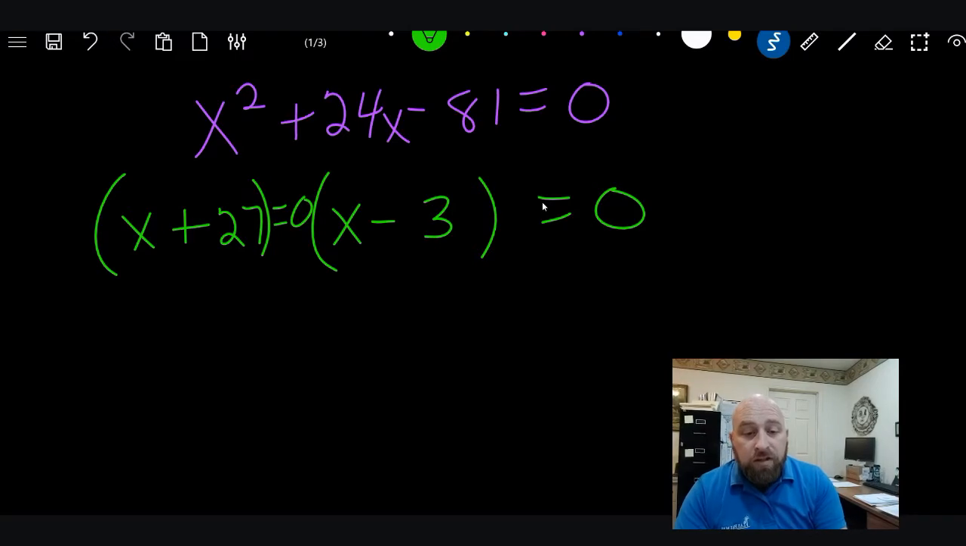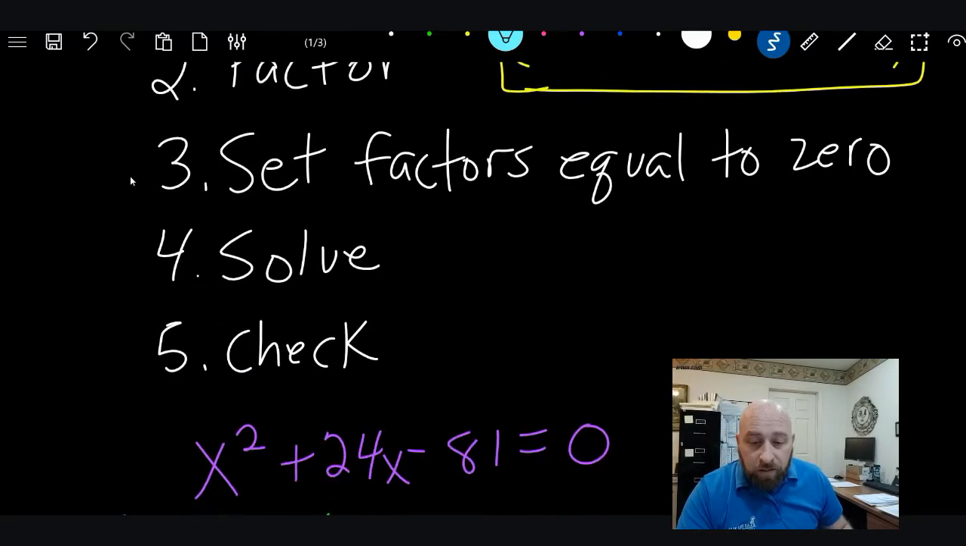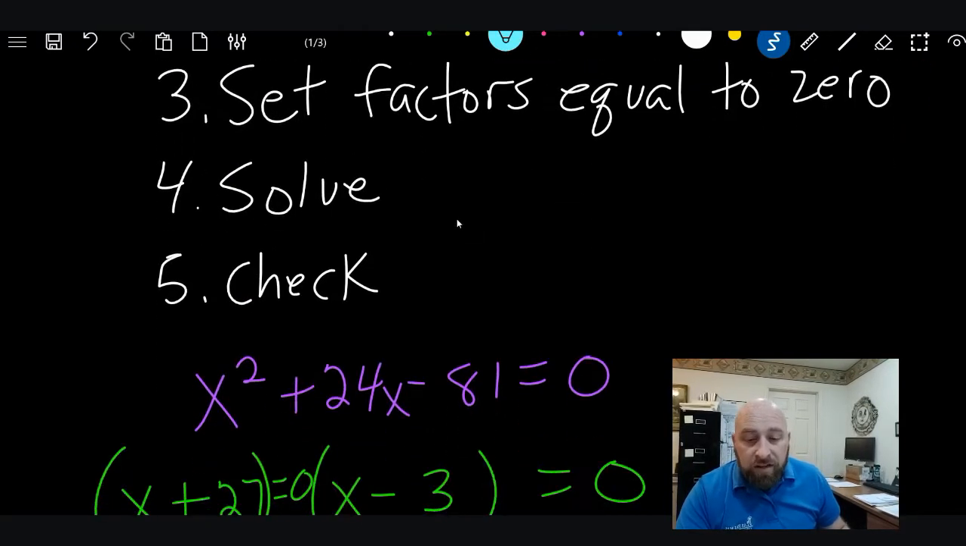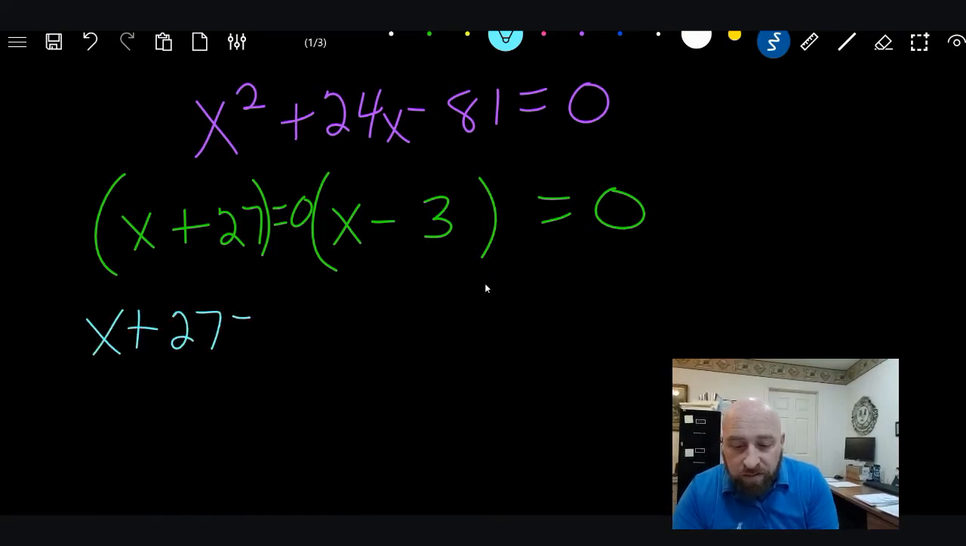All right, let me change colors here, and what we want to do now is do number 4, solve. You could say solve each equation if you want to. I think the book says, yeah, solve each resulting equation. So that's what we want to do here. We want to solve these equations. So in other words, we want to solve x plus 27 equals 0 by moving the 27 to the other side.